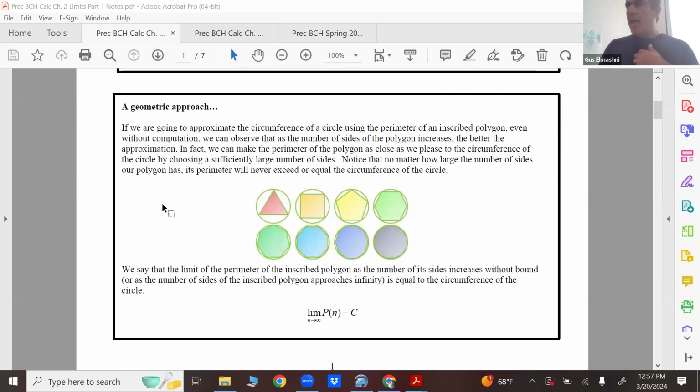So what's happening is that as the number of sides grows, isn't the polygon sort of close to a circle? Isn't the area pretty close to the area of the circle? I mean, will it be exact? No. But will it be awfully close? Yes. So that's the whole limit.